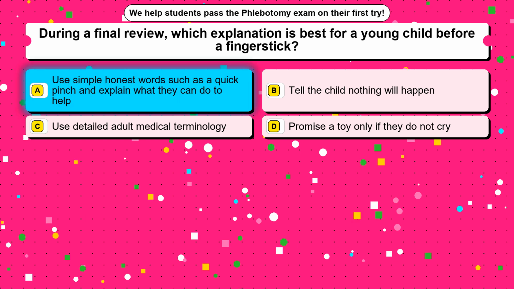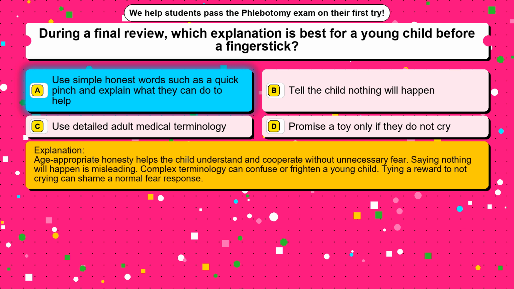The correct answer is option A. Use simple honest words such as a quick pinch and explain what they can do to help. Age-appropriate honesty helps the child understand and cooperate without unnecessary fear. Saying nothing will happen is misleading. Complex terminology can confuse or frighten a young child. Tying a reward to not crying can shame a normal fear response.